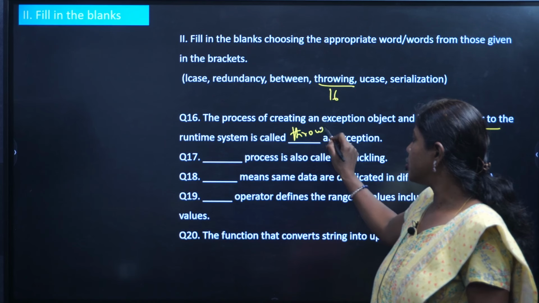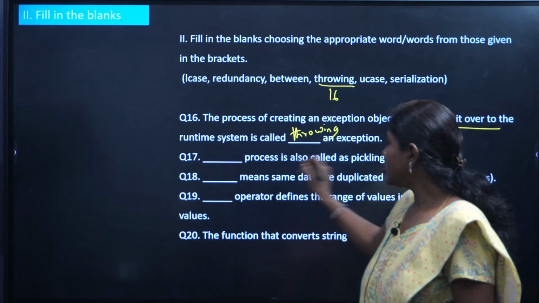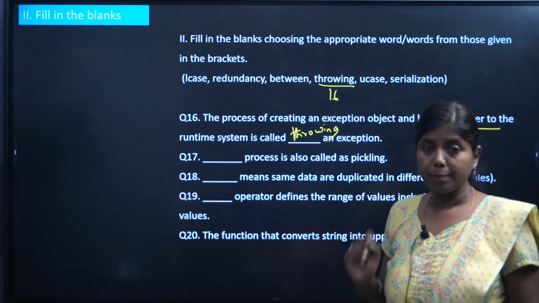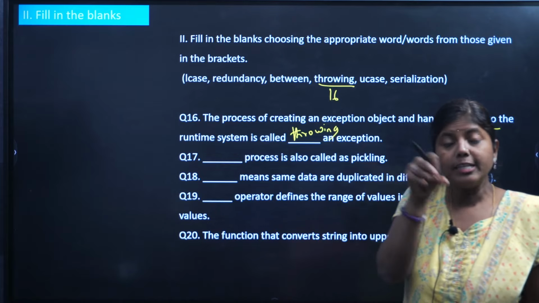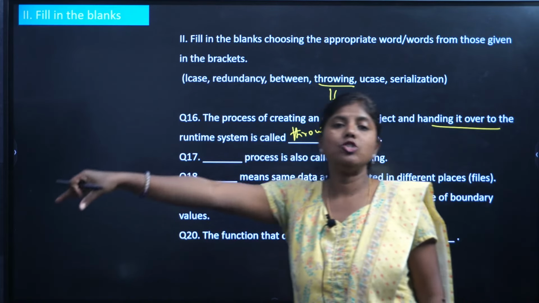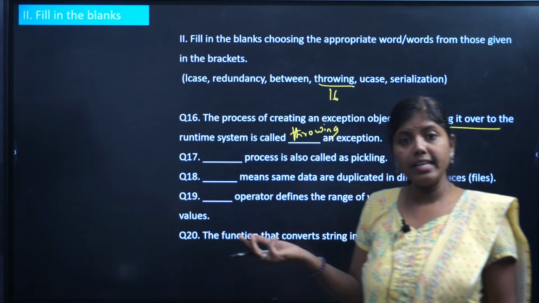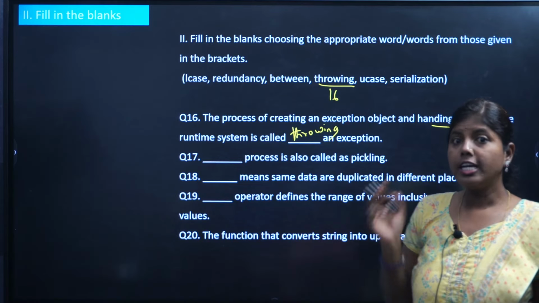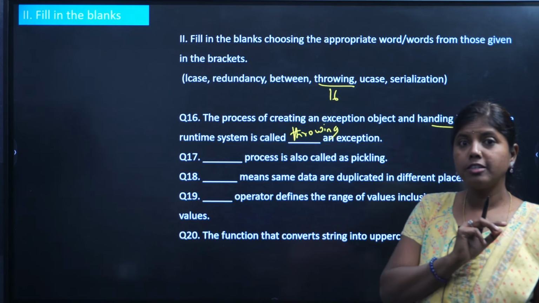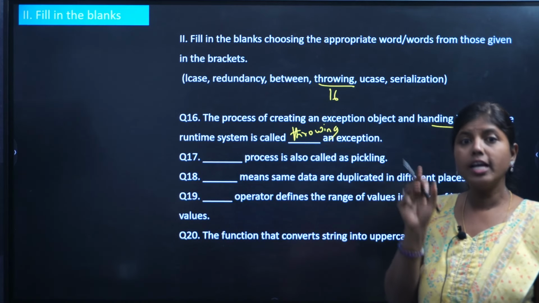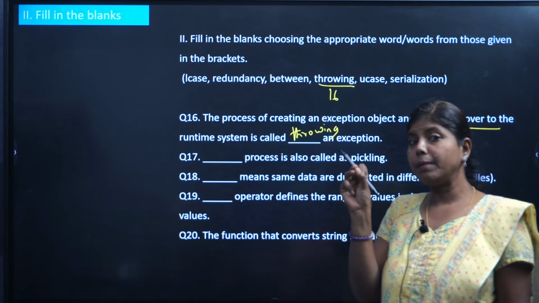Throwing an exception. The dash process is also called pickling. Pickling means converting the Python objects to byte streams. Where do we store it? In binary files. Who is going to do this? This is done by the dump function. Dump function, load function, it is basically given in the pickle module.